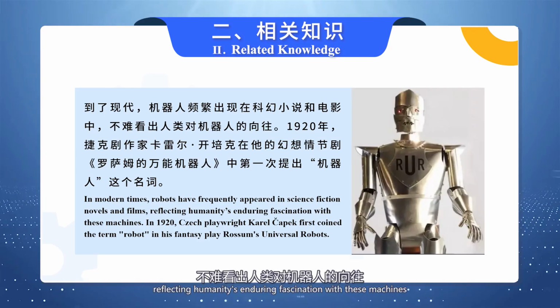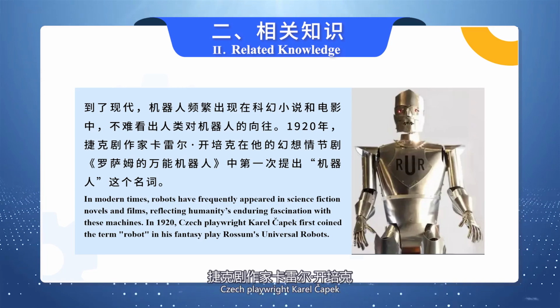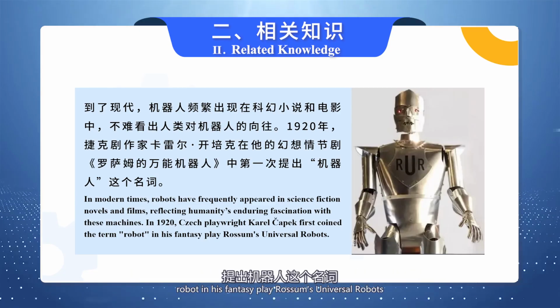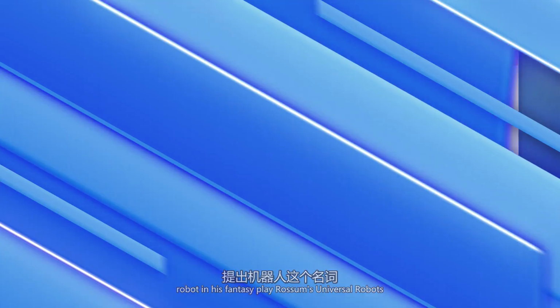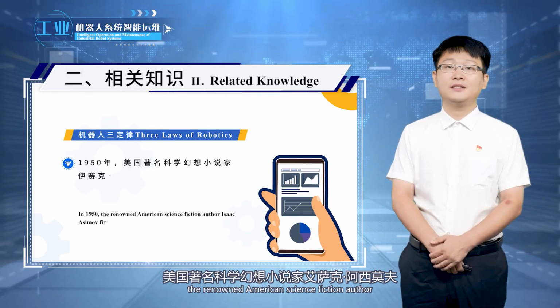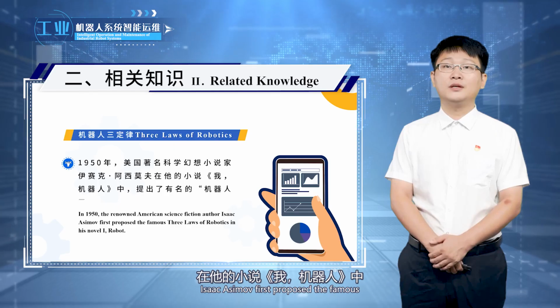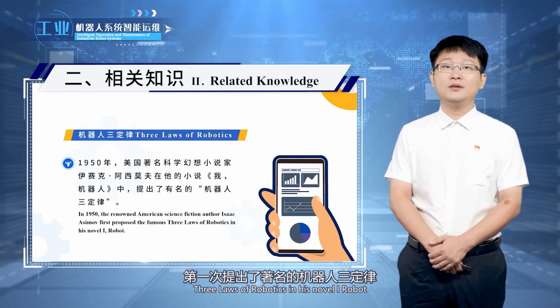fascination with these machines. In 1920, Czech playwright Karel Čapek first coined the term robot in his fantasy play Rossum's Universal Robots. In 1950, the renowned American science fiction author Isaac Asimov first proposed the famous 3 laws of robotics in his novel, I, Robot.